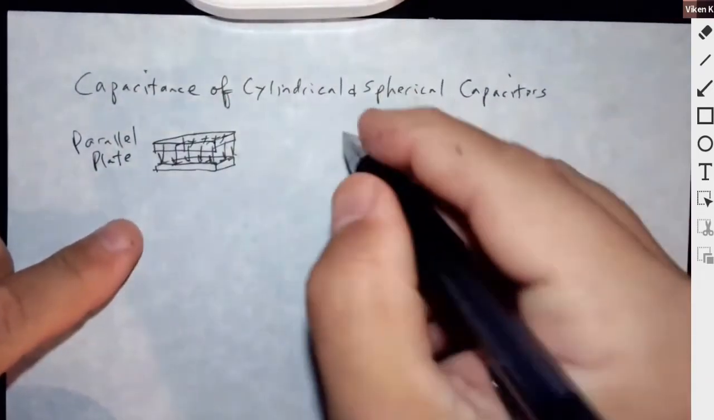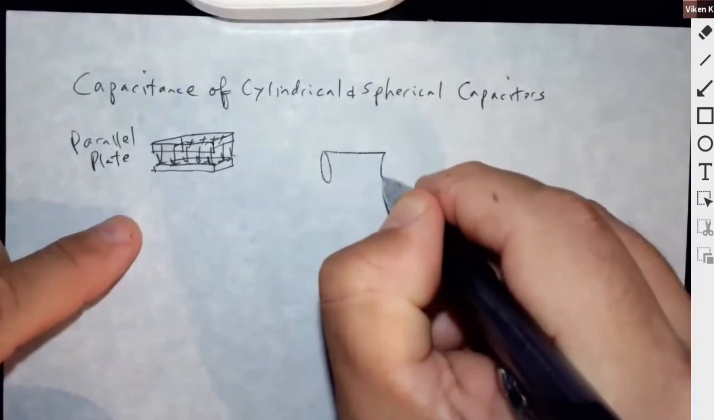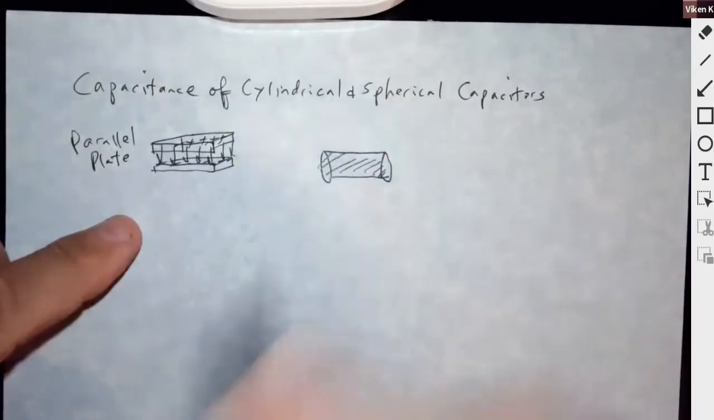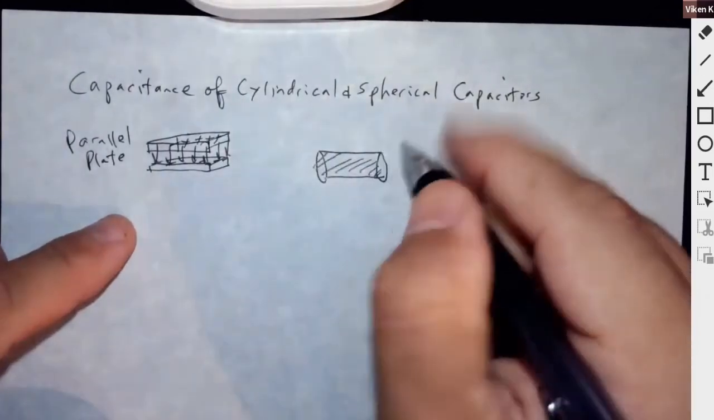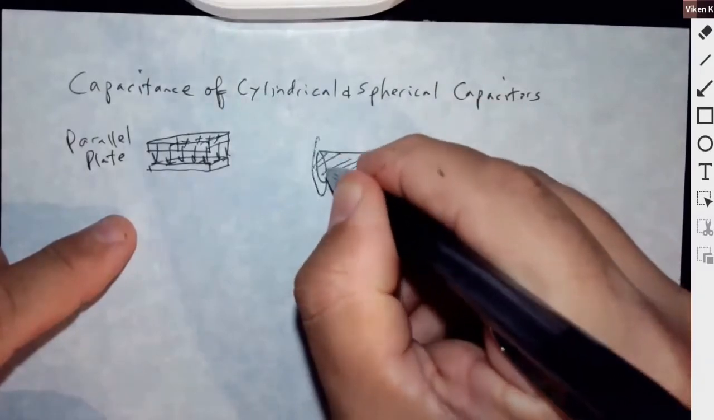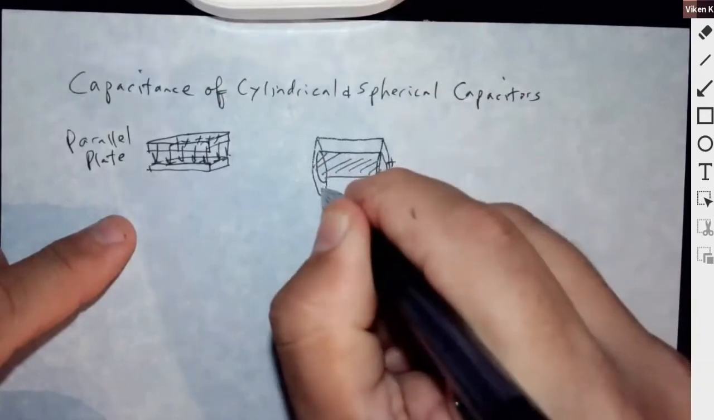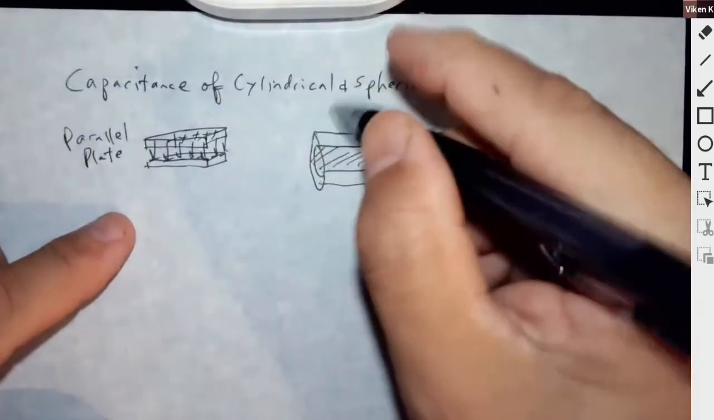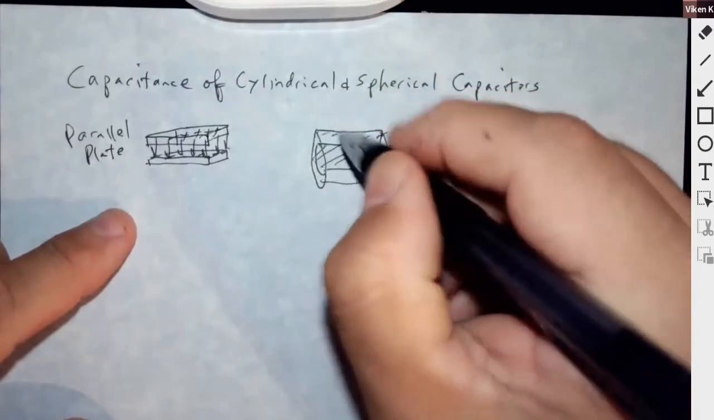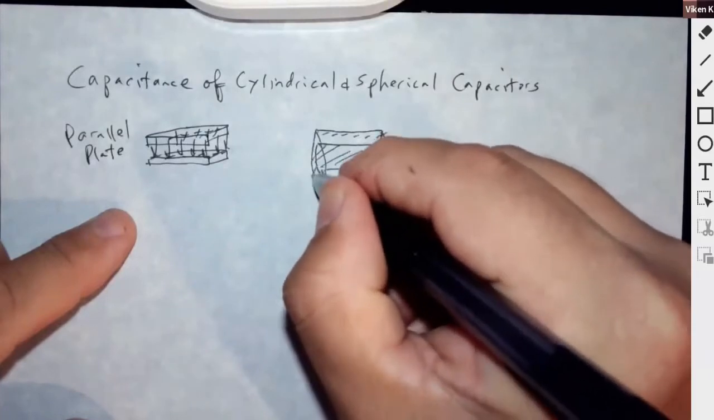So you could also have a cylindrical capacitor like this, some kind of very thin rod. That could be, let's say, positive. And then you can have a cylindrical shell outside of it. You know, so let's say this is the negative and this is the positive. And the electrical field is flowing outward like this.